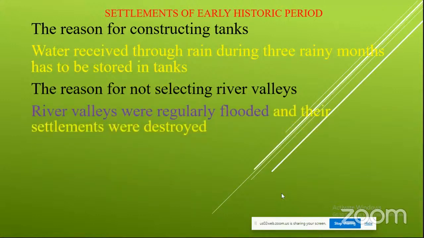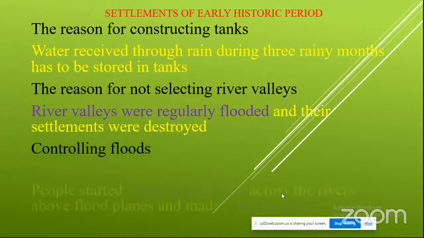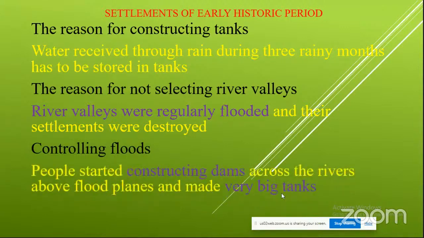I told you river valleys were continuously flooded. And the water received through the rain, where did they store it? In tanks they constructed in the villages. So they controlled floods in this way. People later started constructing dams across the rivers, above floodplains, and making very big tanks.